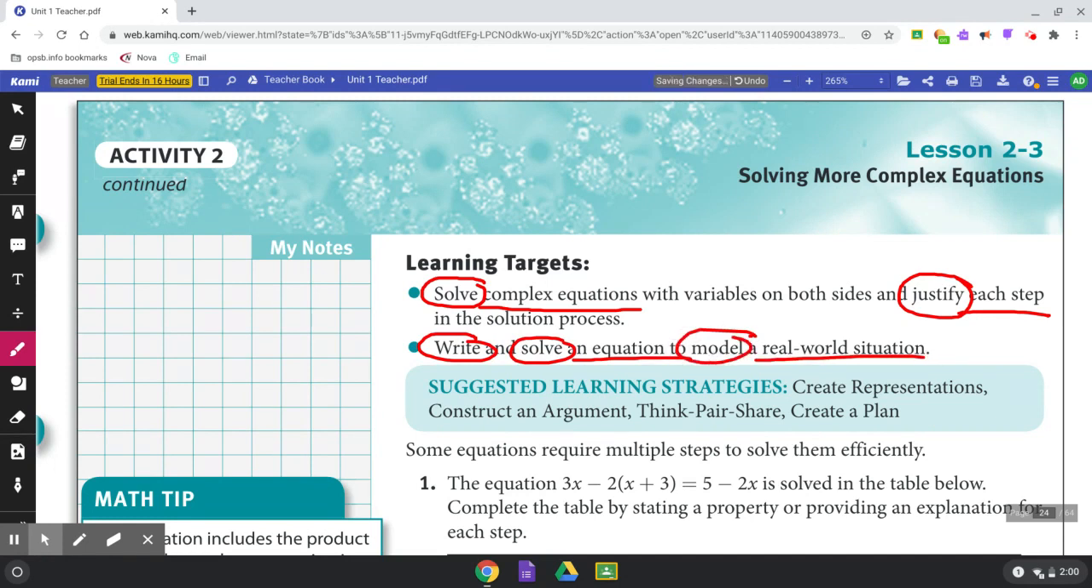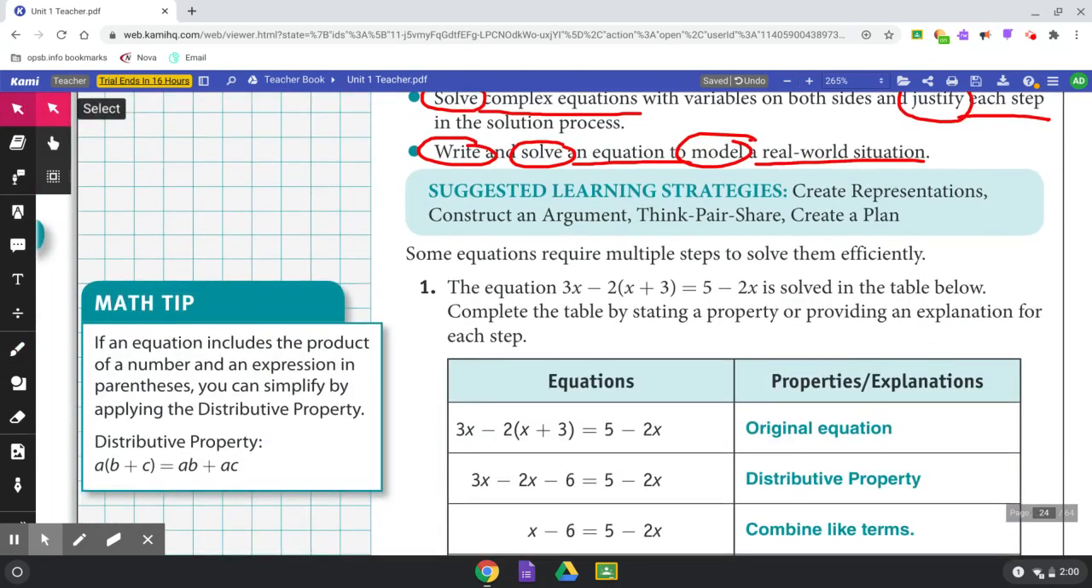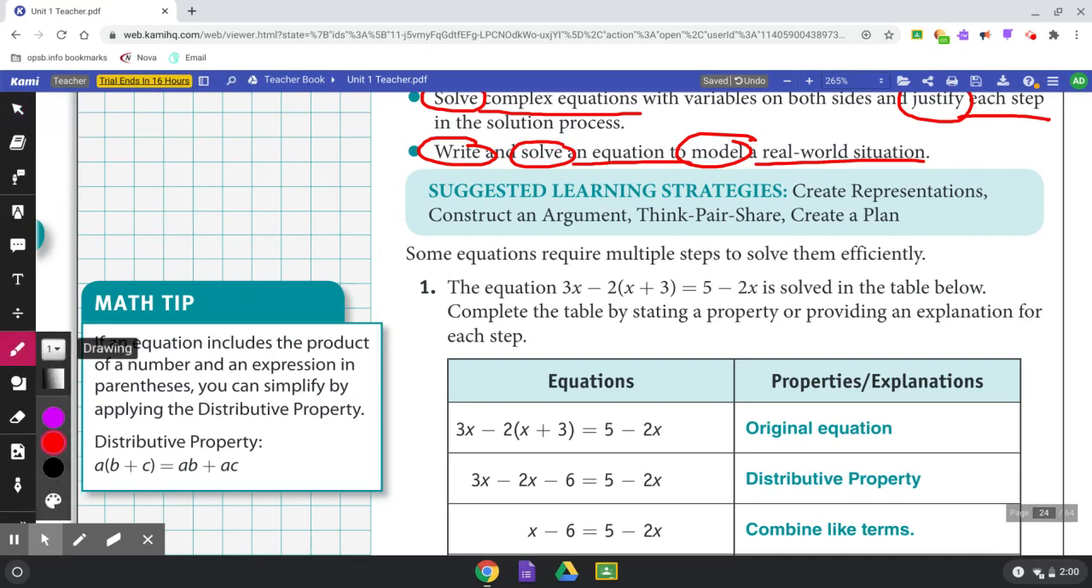Okay, so we're still solving equations, but today we're going to look at some complex equations, and you'll see what that is in just a second. So let's look at the math tip over here. If an equation includes the product of a number and an expression in parentheses, you can simplify by applying the distributive property. You distribute the A into B and get AB plus AC. That should look familiar to you: A times B plus A times C. So we're going to look at distribution today.